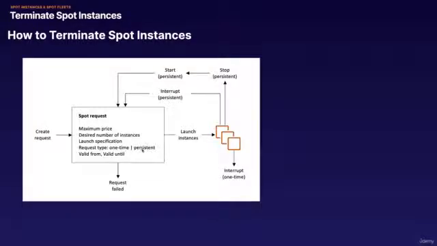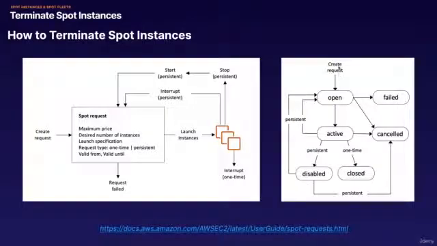If you have it as a persistent request, what will happen is it will launch your instances. And then once your spot price goes above your maximum price, it's going to go through and stop those instances and terminate them. And as soon as the spot price goes below your maximum price, it's going to relaunch those instances. So if your spot request is persistent, it's going to go through this cycle. And that's essentially what we've got in here.